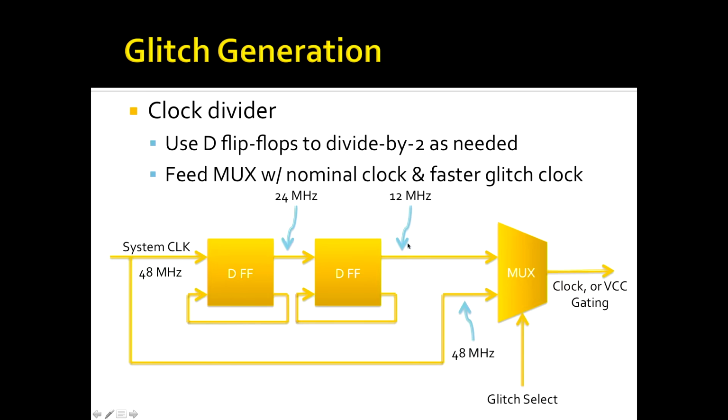Divide by 2 again down to 12. And so now what you do is you have this multiplexer where you feed it the slow 12 megahertz signal and the original system clock 48 megahertz signal, for example. And you run the device through most of its lifetime on the slow signal, and then you toggle the glitch select line down here at the moment you want to glitch, and then now all of a sudden you'll get some 48 megahertz pulse train instead of the slower 12 megahertz in this case.